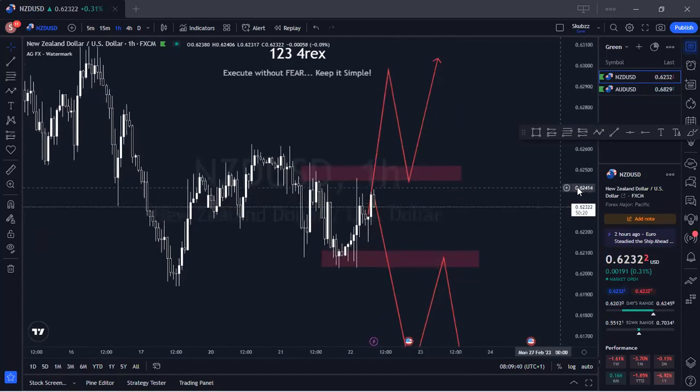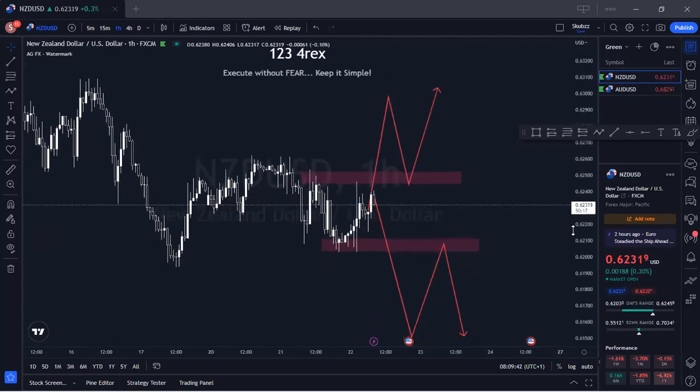Okay, in the absence of any pair, what I will say is, especially with this AUDUSD and NZDUSD, it's quite slow. Let's just watch and see how price behaves. We're not going to trade anything except price gives us the confirmation we're looking for. Yeah, so that's basically it. We're not going to trade anything until price gives us the confirmation.